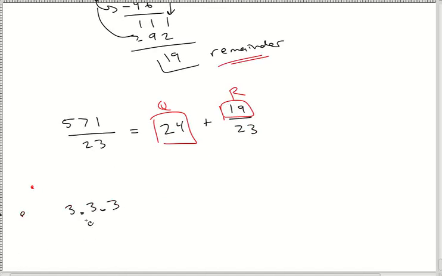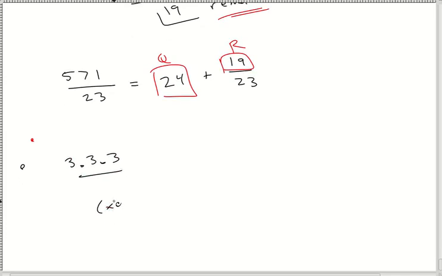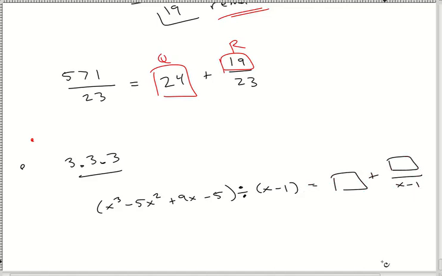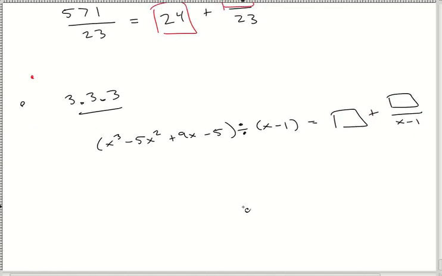Let's do some actual math here. Here we go. I got x cubed minus 5x squared plus 9x minus 5 divided by x minus 1 is equal to, and they got box plus box over x minus 1. Well, I didn't know it was going to be this complicated. I thought it was just numbers. Yeah, I'm going to rewrite this in long division format. And I'm going to do long division with this.